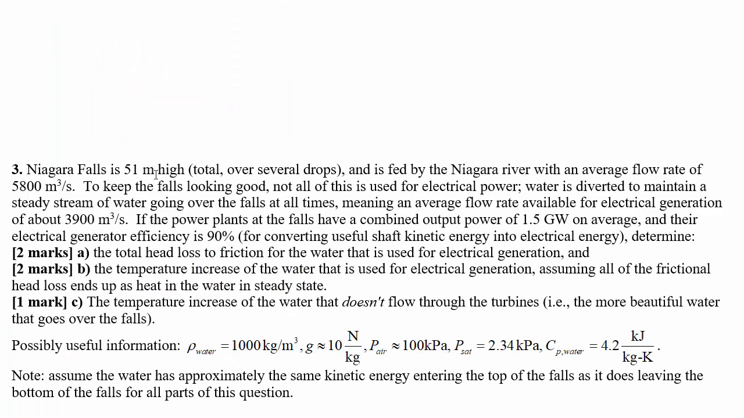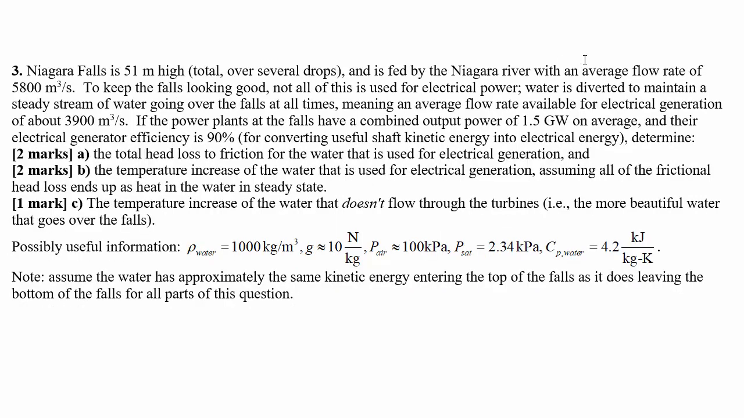Niagara Falls is 51 meters high, total over several drops, and is fed by the Niagara River with an average flow rate of 5,800 cubic meters per second. To keep the falls looking good, not all of this is used for electrical power. Water is diverted to maintain a steady stream of water going over the falls at all times, meaning that you don't have all of the water for electrical generation. All that we have for electrical generation is an average of about 3,900 cubic meters per second.